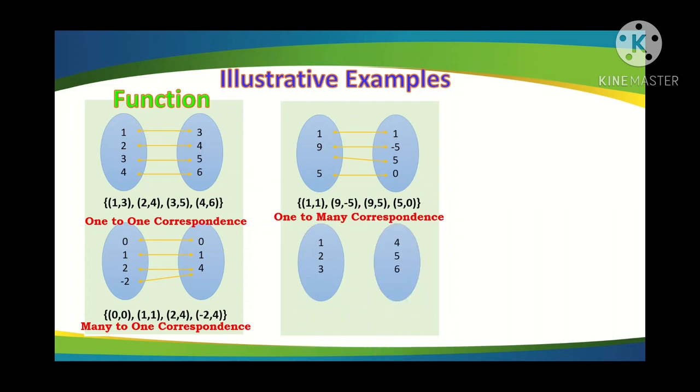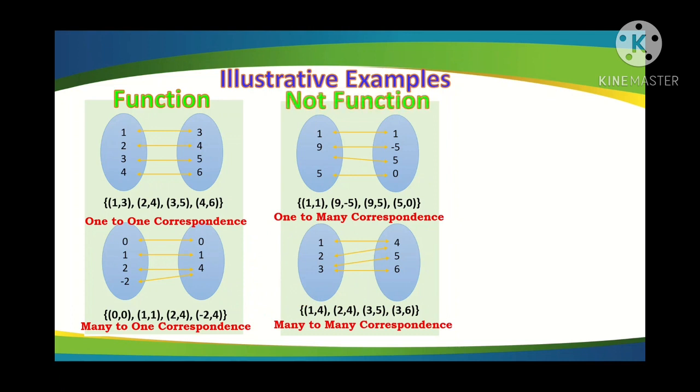Let us take a look at another example. We are given two sets. The first set, the elements are 1, 2, 3. The second set, the elements are 4, 5, 6. Let us again do the mapping. 1 corresponds to 4, 2 corresponds to 4, 3 corresponds to 5, 3 corresponds to 6. And we have the ordered pairs (1, 4), (2, 4), (3, 5), (3, 6). Since there are elements in the input set related to more than one element in the output set, this is a many-to-many correspondence. And these two examples are not functions.